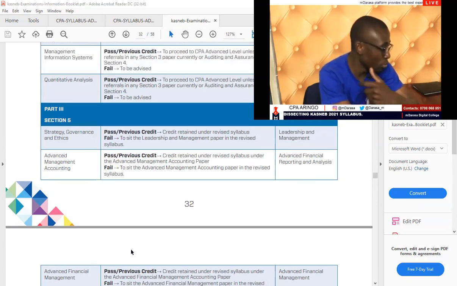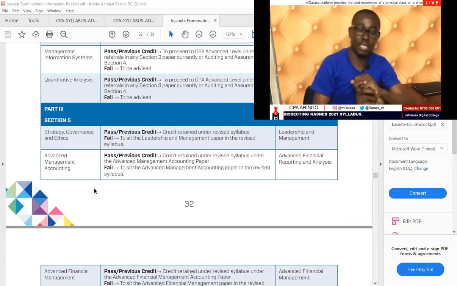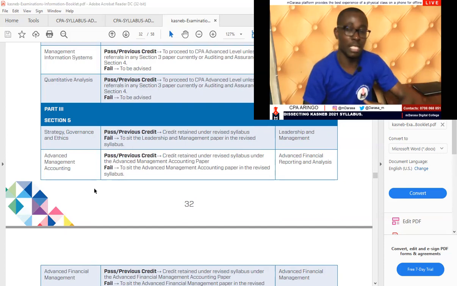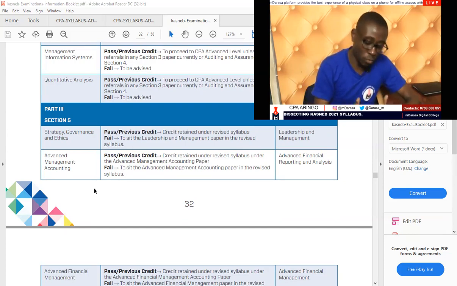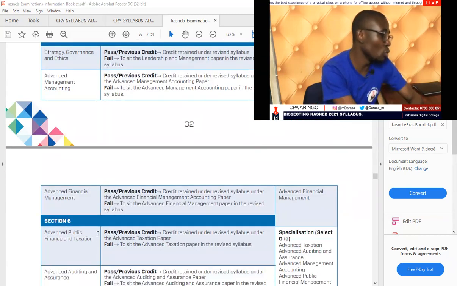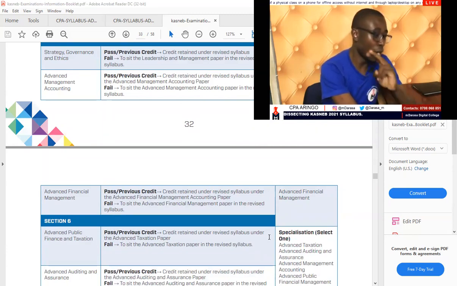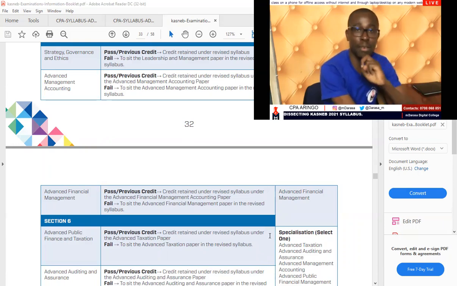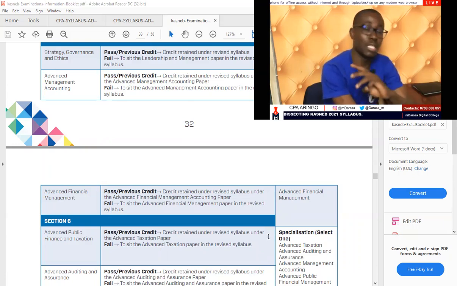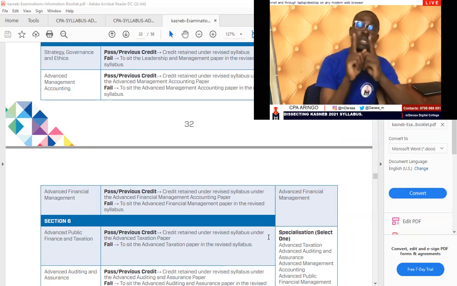Now, the other question would be, Mwalimu, I did my section 5 and I passed all the papers. What will be my fate in section 6? Your fate in section 6 will be as follows, my good students. If you did your section 5 and you passed all your papers, you're going to do advanced taxation under the revised syllabus. You're going to do advanced auditing and assurance under the revised syllabus, and you're going to do advanced financial reporting and analysis under the revised syllabus. That will be your fate.